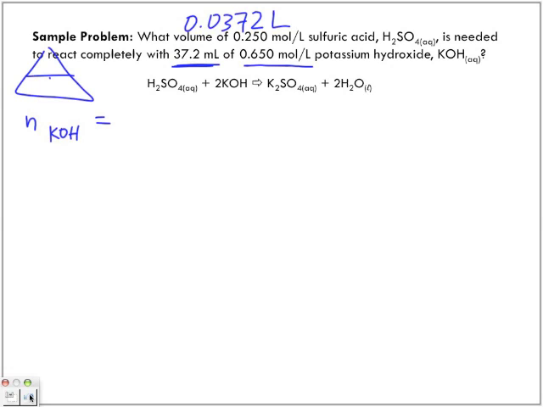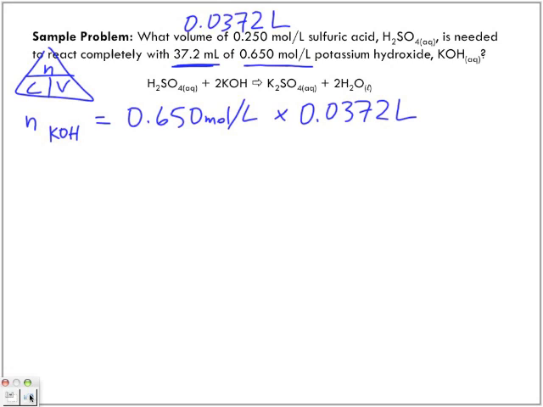We've got the pyramid C, N, V. We want to try to find the N, so we cover up the N, and we have C next to the V, meaning we're multiplying concentration with volume. So we've got 0.650 moles per liter times our volume, 0.0372 liters. Liters cancel out, and I'm left with 0.02418 moles of potassium hydroxide.